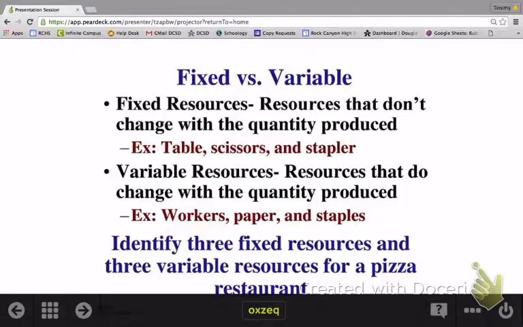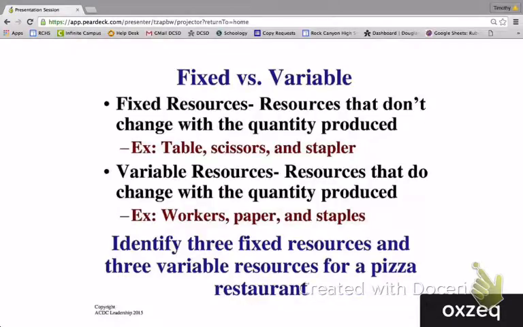I've talked about the difference between fixed and variable resources. Here's another example of that. Remember, fixed resources are resources that don't change with the quantity produced. An example, in the widget production simulation that we're going to do in class, might be the table that we use, the scissors that you have, and the stapler that you use, which don't change through the production process. But the variable resources do change with the quantity produced. So if we want to produce more, we have more workers, we get more paper, we use more staples.